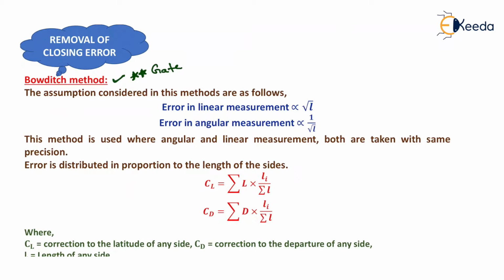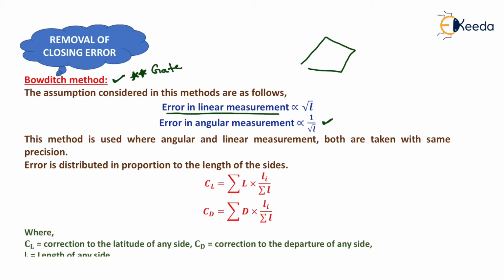Now we have to consider some assumptions in the Bowditch method. The first one is error in linear measurement is directly proportional to root L. It means that with increase in the length of the traverse, the error in linear measurement also increases, and error in angular measurement is inversely proportional to root L, which is written here. Now if the length of the traverse is increased, then error in angular measurement will get decreased.